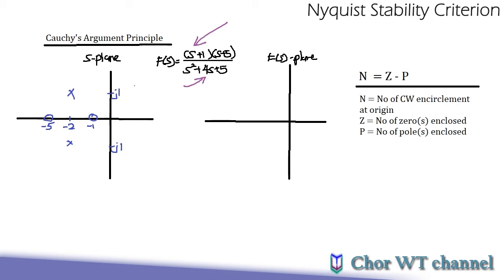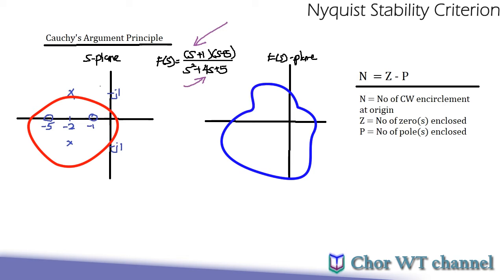The argument principle describes that if we define a contour in the S-plane, which is later transformed to a path in the F(s) plane, then looking at the enclosure of the combination of zeros and poles will determine the number of clockwise encirclements of the origin. The relation is given as N equals Z minus P, where N is the clockwise encirclement of the origin, Z is the number of zeros enclosed, and P is the number of poles enclosed.